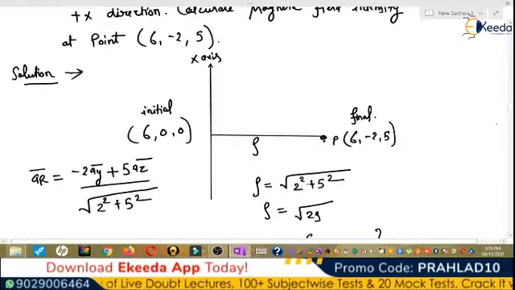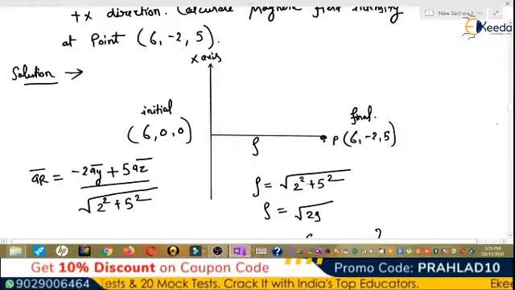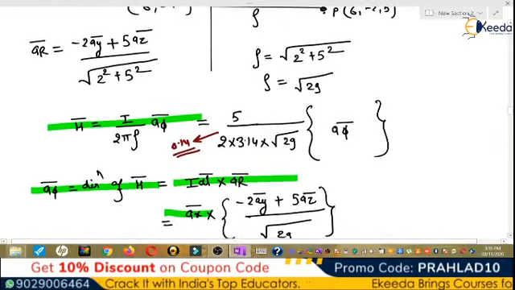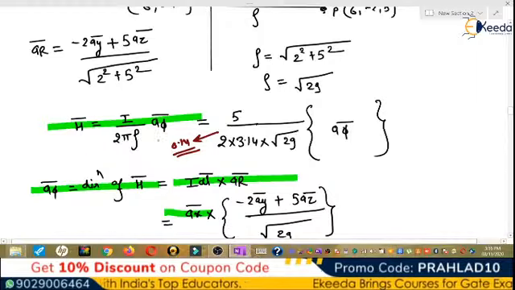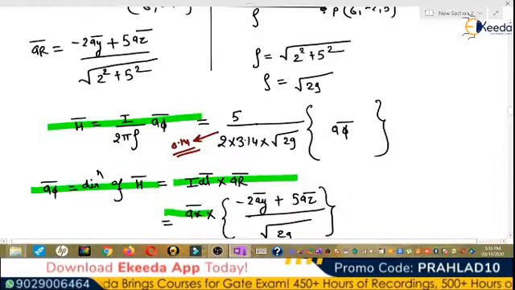And aR vector is minus of 2ay plus 5az by under root of 2 square plus 5 square. So H vector is I upon 2 pi rho, direction is a phi. So 5 upon 2 pi is 3.14 into rho, rho is under root of 29, in a phi direction, a phi vector.